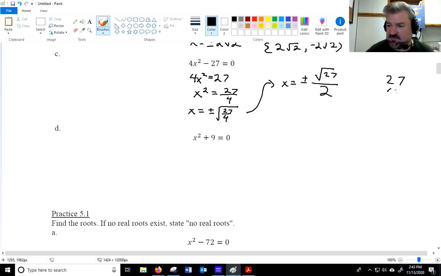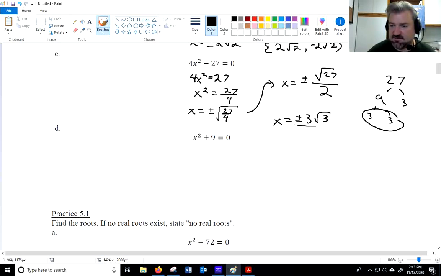Now the 27, we might be able to do something with that. That's 9 and 3, which is 3 and 3. So we can simplify it to 3 times the square root of 3. Remember, after I factor 27 into a product of primes, for every pair I get to bring one out in front. So it's plus or minus 3 for the pair of 3's. There's still a 3 left over on the inside, all over 2. So in set notation, I have 3 root 3 over 2 and negative 3 root 3 over 2.